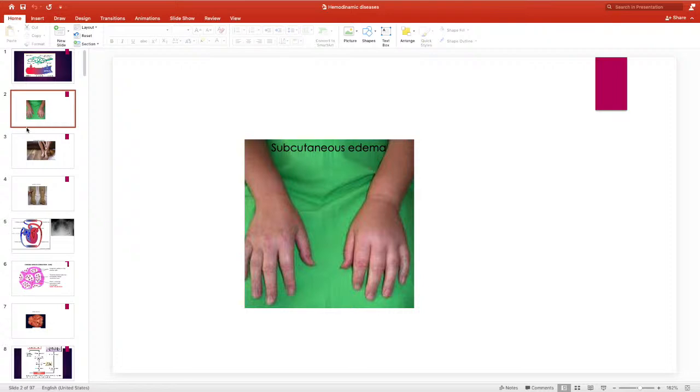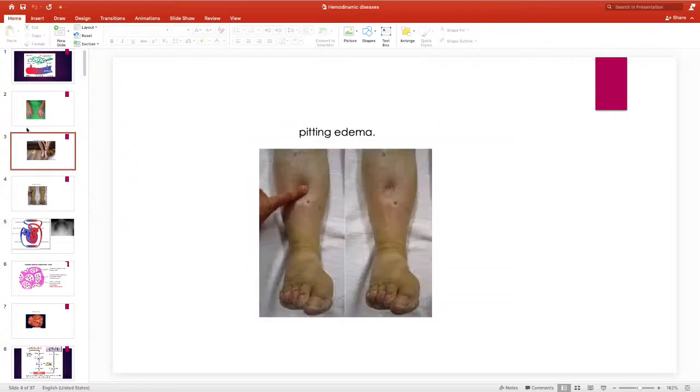Also, edema can be pitting and non-pitting. What is the difference? If this is pitting edema, yes, if you compress the skin, it will leave an impression and then it will, of course, smooth out. This is pitting edema, yes.